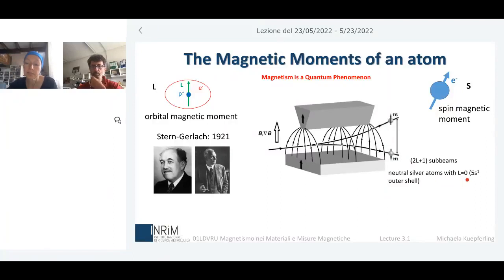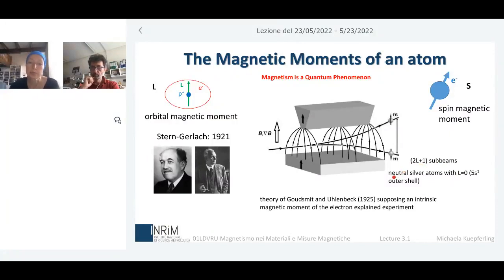Stern-Gerlach used neutral silver atoms, and it was known that the orbital magnetic moment in silver atoms was zero. Nevertheless, they found that these silver atoms get deviated in a gradient magnetic field. So some will get deviated up and others will get deviated down, towards higher fields and towards lower fields. So we have 2l+1 subbeams. It was understood then that there must be another source of a magnetic moment, because otherwise, without a magnetic moment, we would not have any deviation of these atoms. And Goudsmit and Uhlenbeck in 1925 gave a theoretical proof of the existence of the spin magnetic moment of the electron.